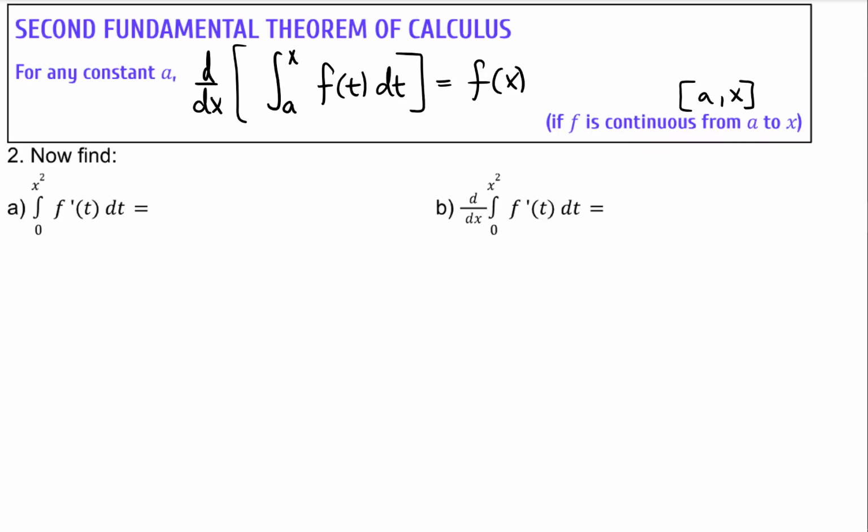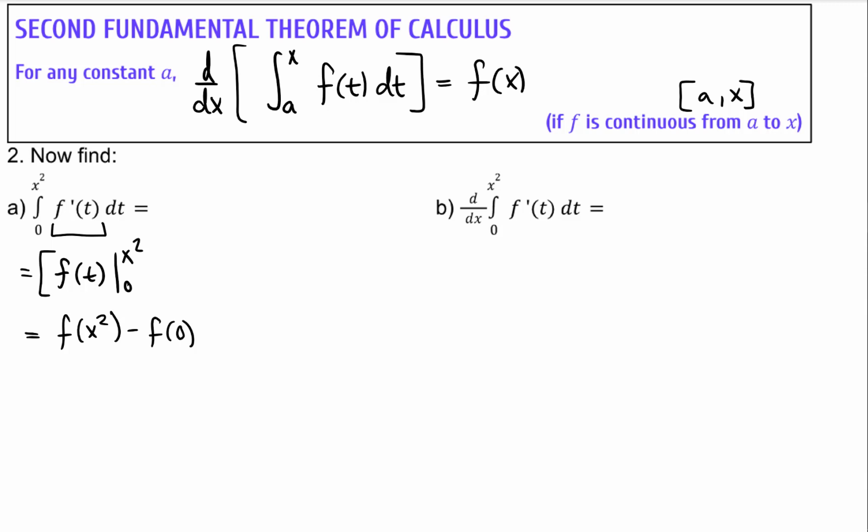Number 2, part A. This is not technically the second fundamental theorem of calculus because there's no deriving involved, but it can help to compare the answers for A and B. The integral of f prime of t with respect to t is simply f of t, and that result should be evaluated from 0 to x squared. F of x squared minus f of 0.